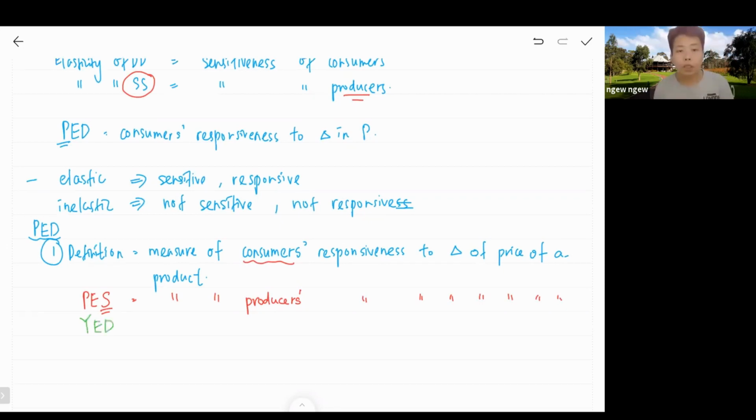YED, this time around the change is in the front alphabet. So Y stands for income, yield, okay? And in this case, we are still referring to demand, right? It is a measure of consumers because it's demand. Responsiveness to the change in, now this time round, it is no longer price, it is change in income of the consumer.